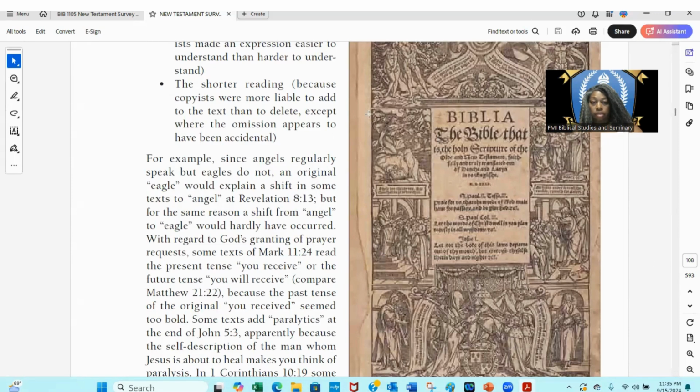Okay. They even talked about some interpretations. The example: the angels regularly speak, but eagles do not. So originally, eagle would explain the shift in some texts to angels.